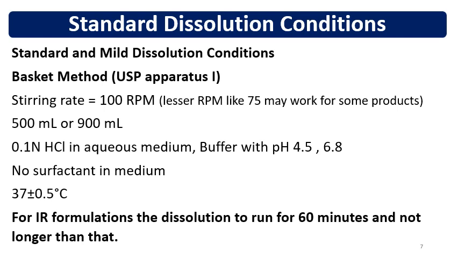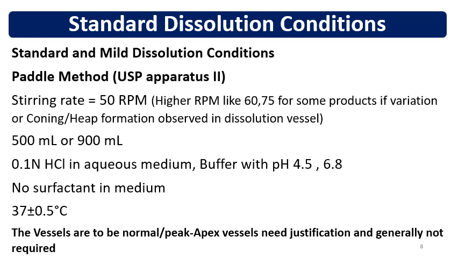Then coming to the dissolution standard condition using paddle method or paddle apparatus, USP2 apparatus. The stirring rate is 50 rpm and higher rpm like 60, 75 for some of the formulations can be justified, and the basis of justification for higher rpm will be coning or heap formation in the dissolution vessel. If there is variability in the dissolution results at 15 minutes and 30 minutes due to coning, that time you can justify the higher rpm. But along with the higher rpm, low rpm data is required.